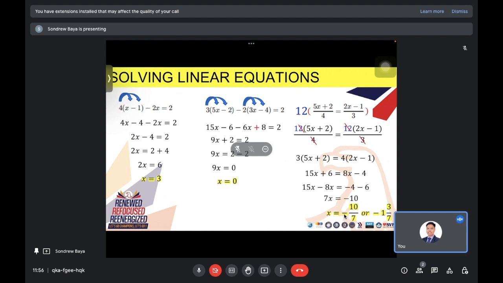The negative should be aligned with the fraction bar because this negative is for the entire fraction, 10 over 7. Or, instead of writing it as an improper fraction, I would like you to write it as a mixed number. So it's easy to analyze later in the word problems. So this is now negative 1, 3 over 7. So the value of x is negative 1 and 3 over 7.